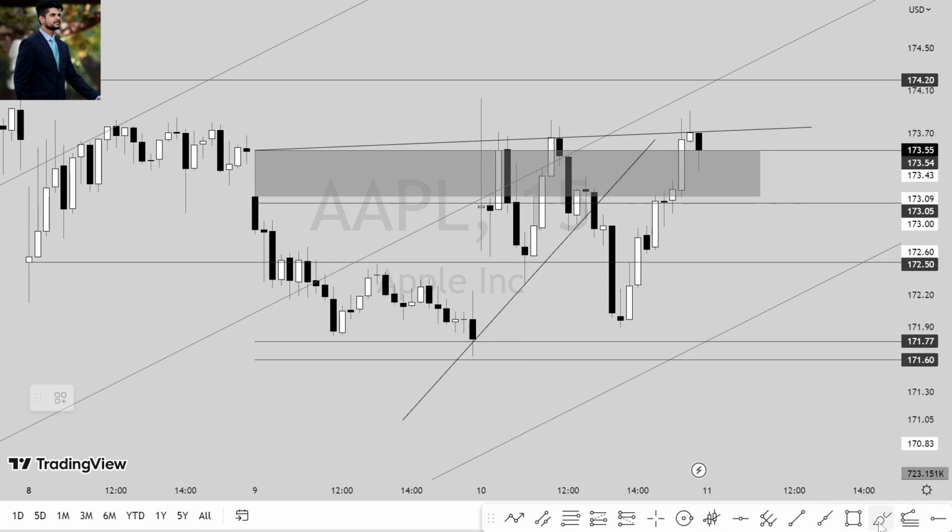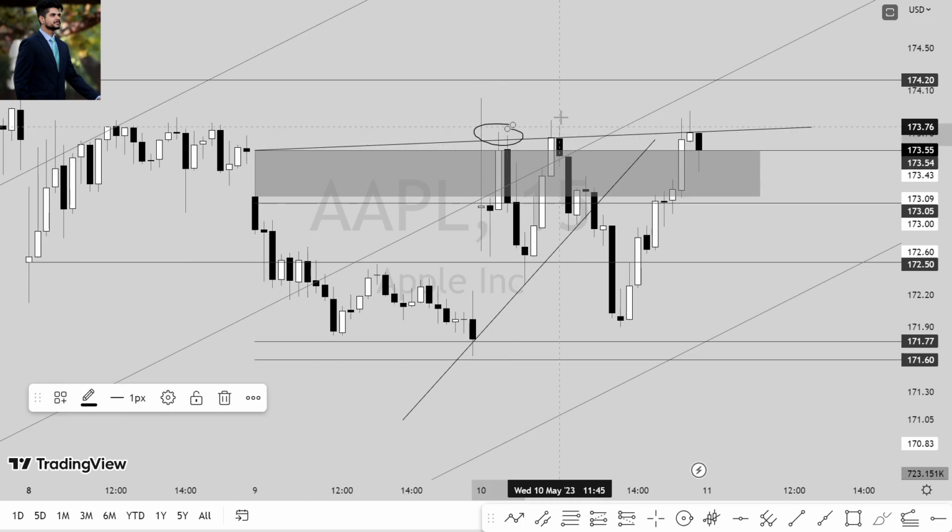Just a second, I'll use the drawing tool. Price rejected around here, then around here. This was the double top. You could say a double top was forming, and I was expecting the price to drop below here, like 173. So that will trigger my entry point, and I just wanted to sell around this point.